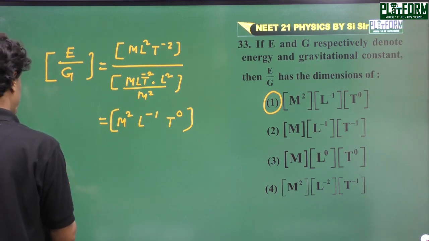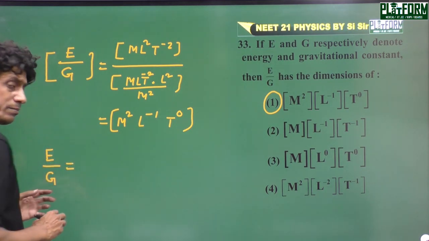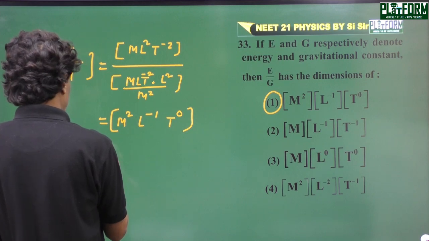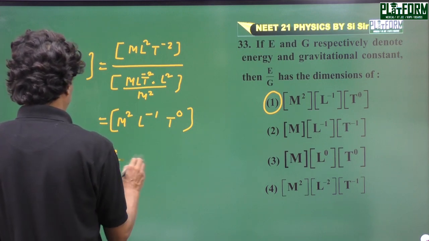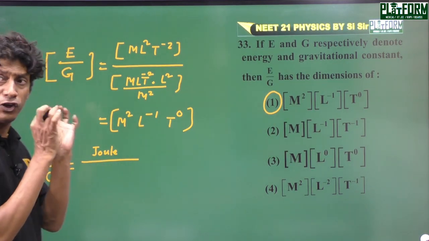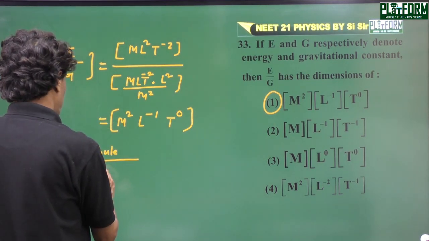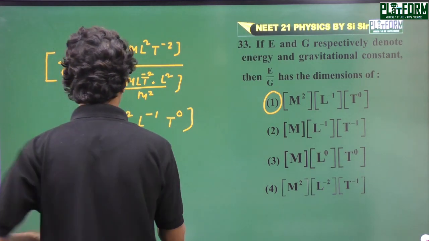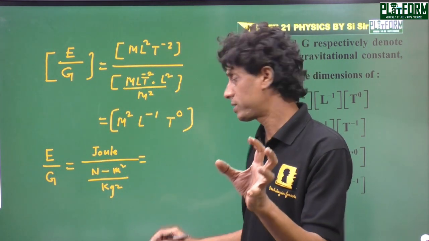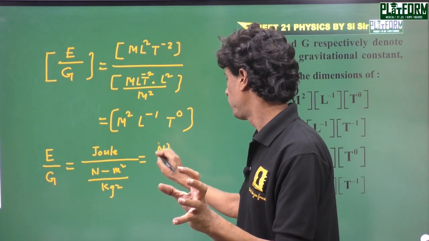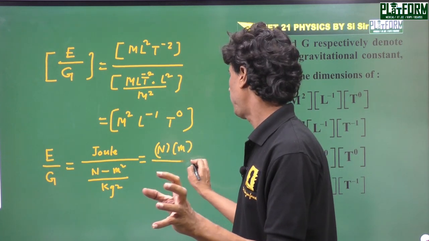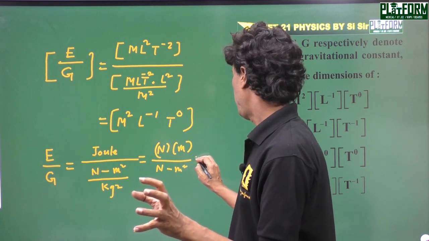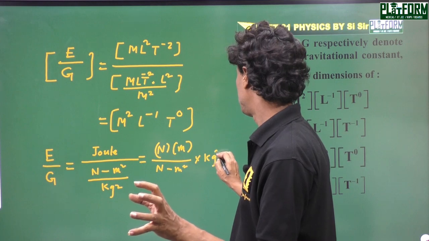We can find the answer to this type of problem just by applying the units. The unit of energy is joule, and the gravitational constant's unit is newton meter square per kg square. And you know, joule is the product of newton into meter, and this is newton into meter square, and it is kg square.